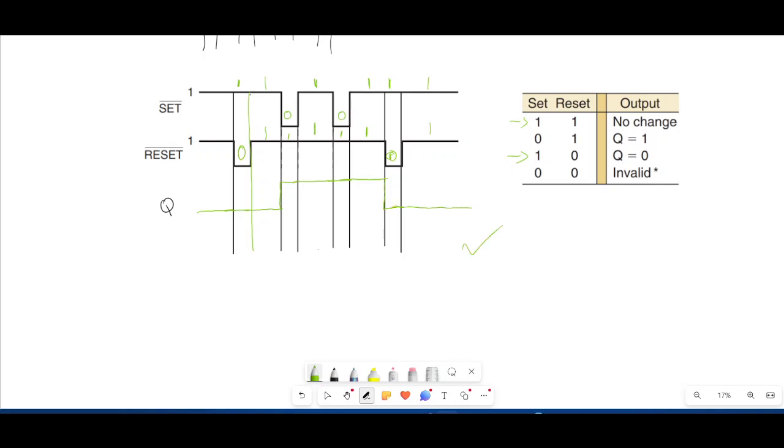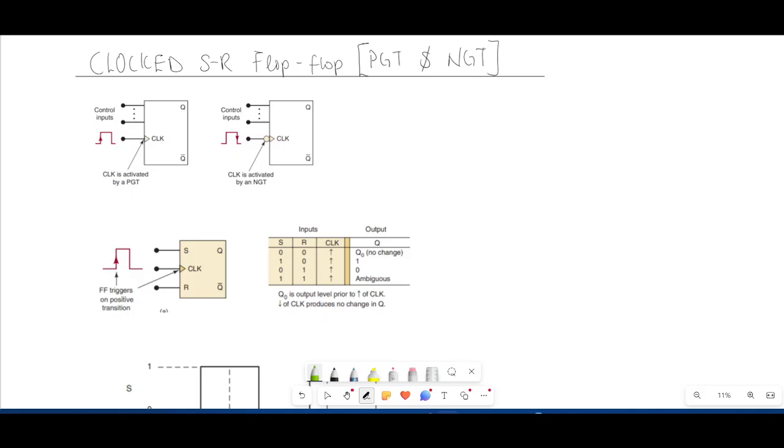And this is our output waveform. Now, hoping you understood the NAND flip-flop, we're going to look at the clocked SR flip-flop. The clocked SR flip-flop, just as the name implies, depends on a clock signal. So I'm going to explain this to you. A clock signal can be activated.